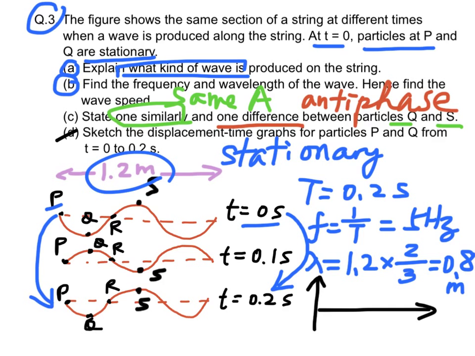For part D, the displacement-time graph for particle P is this one, since it is always at rest. And for particle Q, since it is vibrating with maximum amplitude, the displacement-time graph for Q would be the one with maximum amplitude.